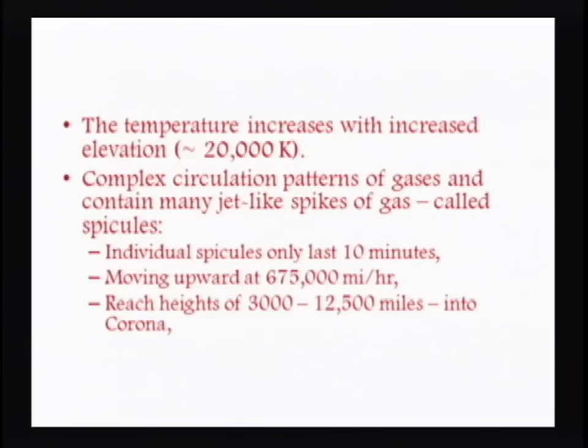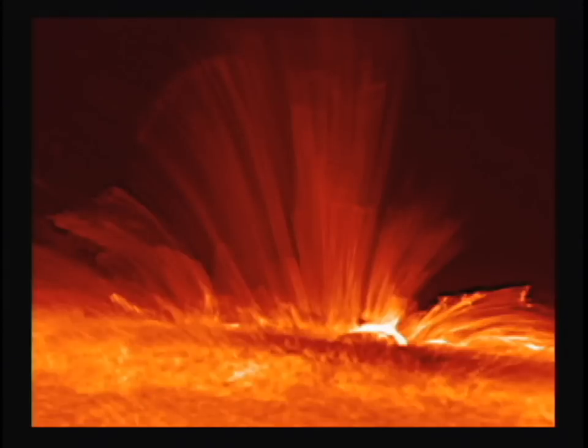Think about that solar wind. That wind is actually going to be moving a little bit faster. It comes streaming out of the sun. Even as big as the sun is and as massive as the sun is, it can't hold those particles in that are moving at those kinds of velocities. Spicules reach heights of about 3,000 to about 12,000 miles into the corona.